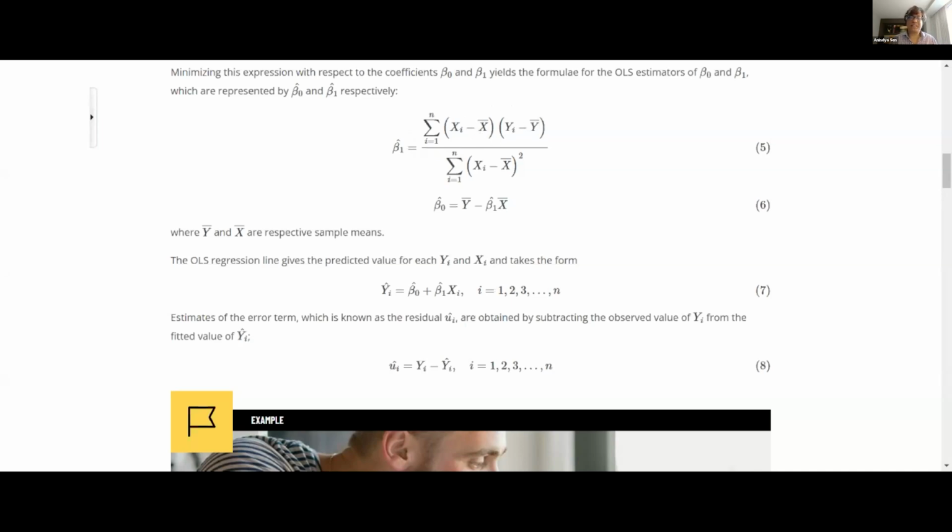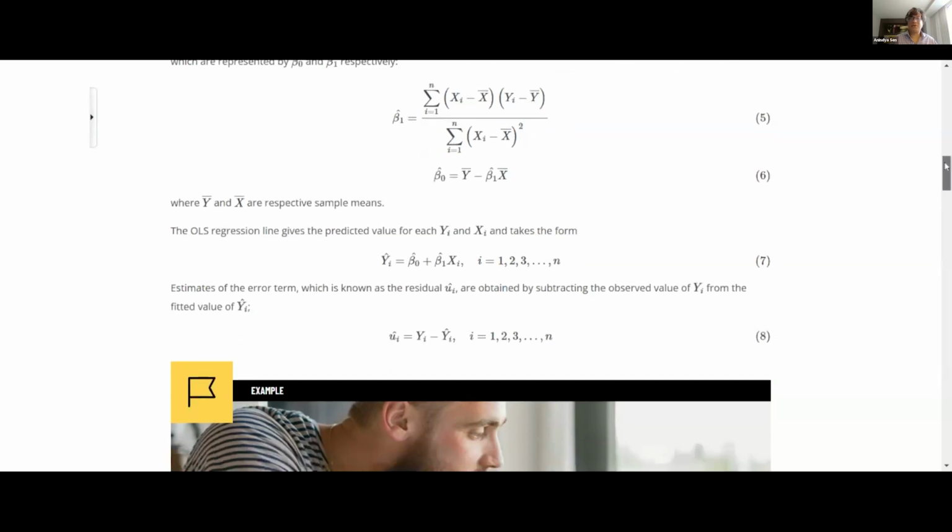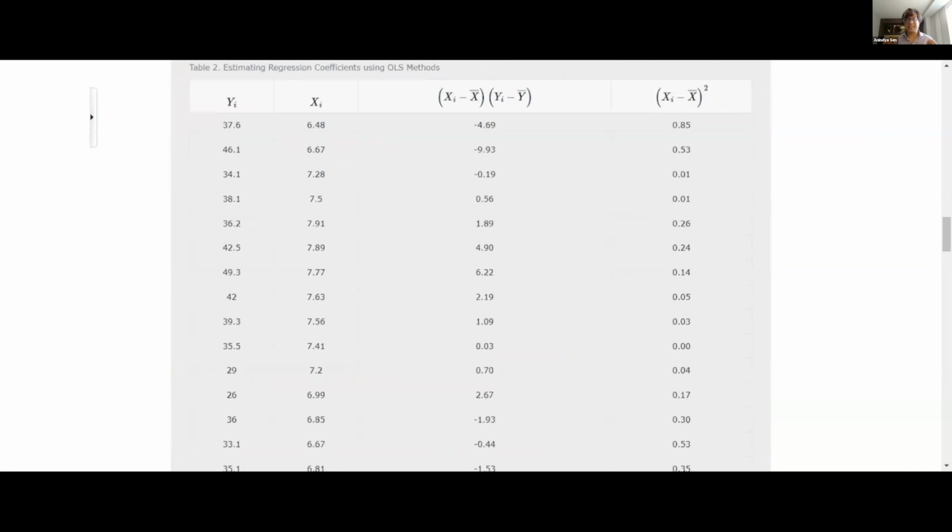What this is telling you is that in order to get your estimate of beta 1 hat, you need to look at your data. You need to see how each value in your data set differs from the mean. That's true for your X variable and your Y variable. And then you multiply them and add them up. And that's divided by taking each value, subtracting it from the mean, squaring it, and adding it up, okay? Once you do that, you get your estimate of beta 1 hat.